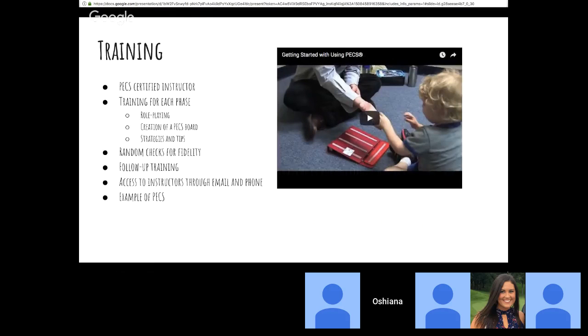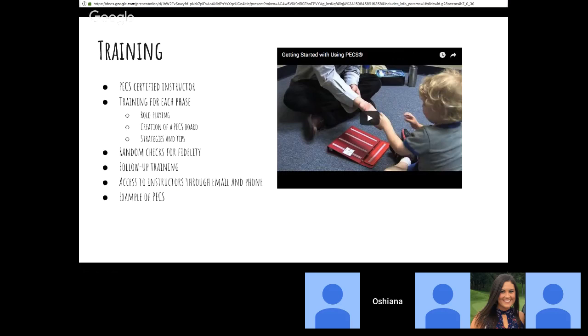The training that we will be utilizing in this situation is by having a PEC certified instructor along with a BCBA train the teacher and the volunteers and anybody else that will be helping implement the use of PECs. A training will be conducted for each phase that will include role playing, the creation of a PECs board, and any strategies or tips the instructors can give to the educators and any questions they may have. There'll be random checks for fidelity where the instructors will come back and watch the implementation of PECs to make sure it's being used effectively and consistently.